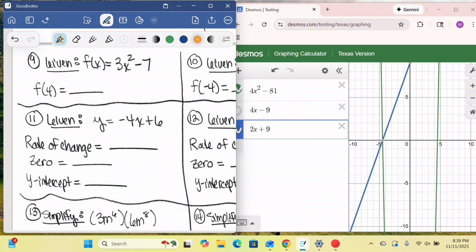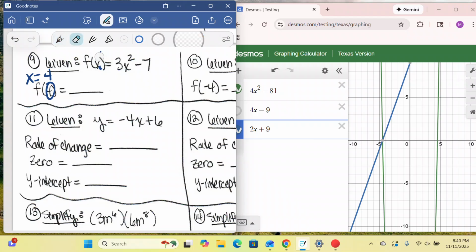So number 9 is all calculator skills. We have f of x is equal to 3x squared minus 7. Right here, x is 4. That's all the work I have to know. x is equal to 4. Why? Because the x is right here, and x does equal 4.